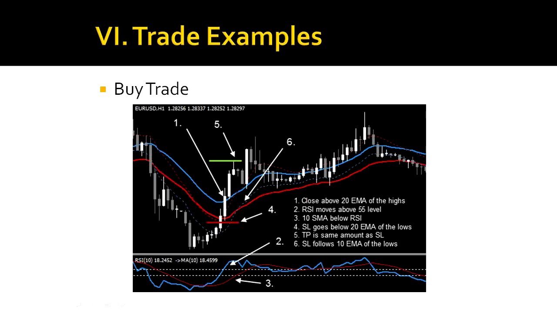All right, I'm going to get to some of those questions again, but let me cover the actual trade example here. This is the buy trade. We can see number one, the first arrow there. That's where we enter. Price goes underneath the 20 EMA of the lows, which is the solid red line, and the entry is triggered by a close above the solid blue line, the 20 EMA of the highs. The RSI moves above the 55 level, and the RSI is also above the simple moving average, the red line. We're good for a long trade.